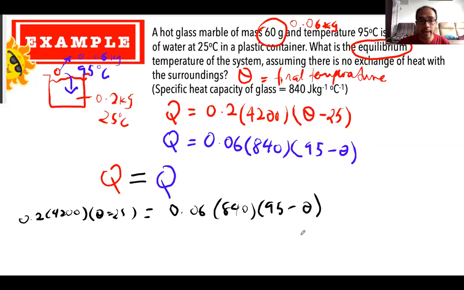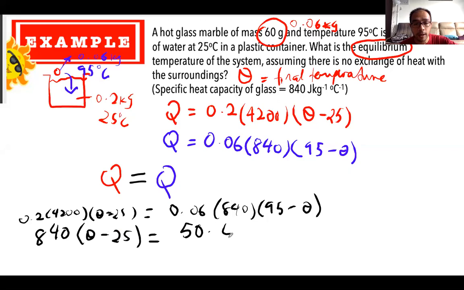Okay, let's take it slow and steady, guys. Can we please multiply first the 0.2 and 4,200 and 0.06 times 840. Let's multiply this first. 0.2 times 4,200, people? Just give your answers to me in the chat section. Somebody else calculate 0.06 times 840. This is 840, so 840 times theta minus 25. How about this? 0.06 times 840. Wow, coincidentally this is also 840. Okay, 50.4. Thanks, Dina. Times 95 minus theta. If I don't receive any objections, I'm going to assume this is true. Sorry, I haven't calculated.